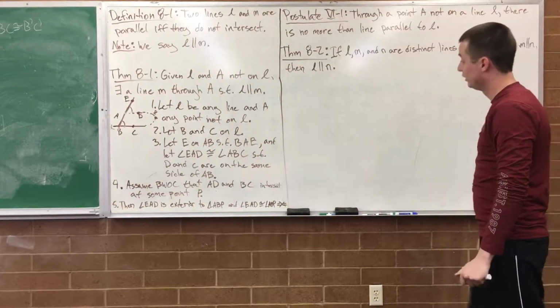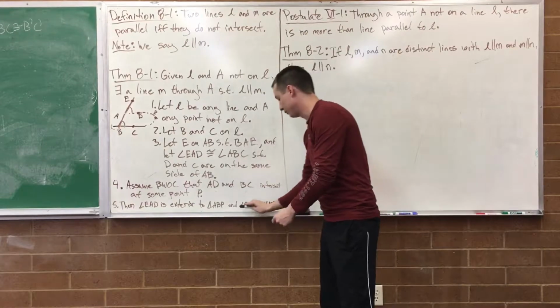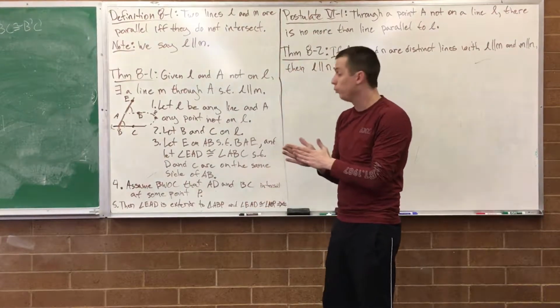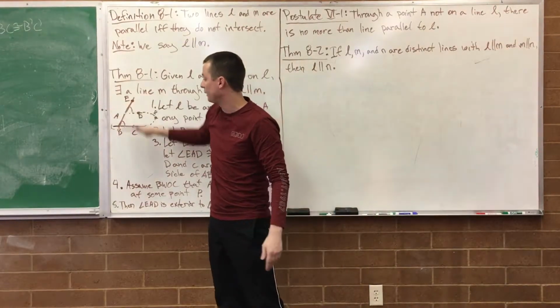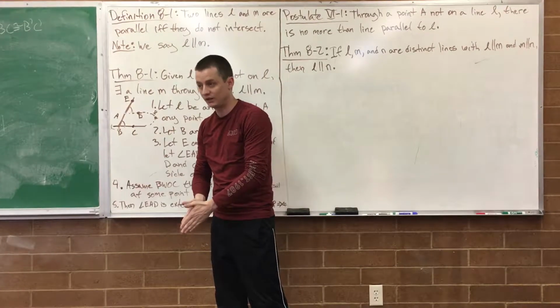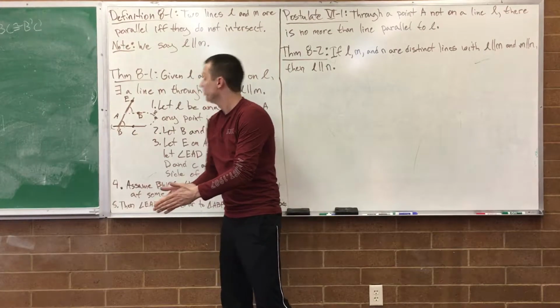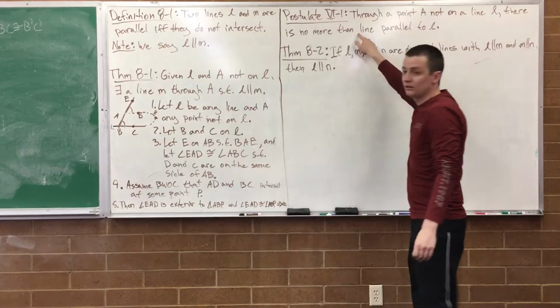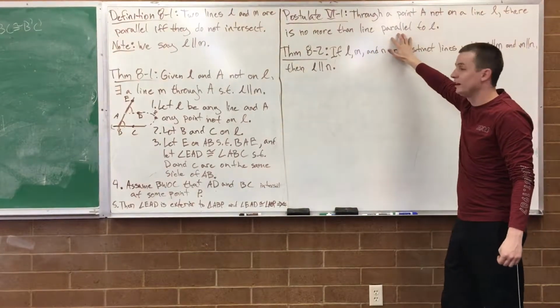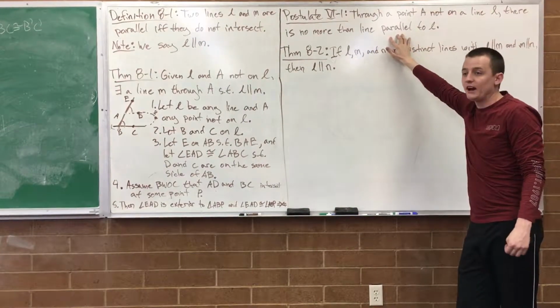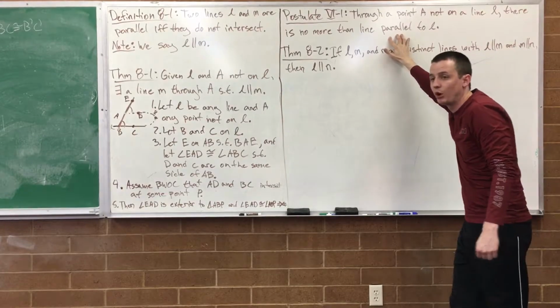Okay, so that's that first thing. So there is at least one line through a point parallel to a given line. Okay? Now, this next postulate that we get is the place where our geometry diverges from what is called hyperbolic geometry.